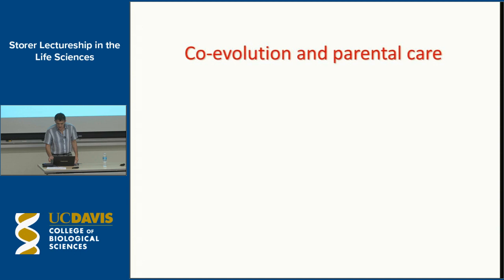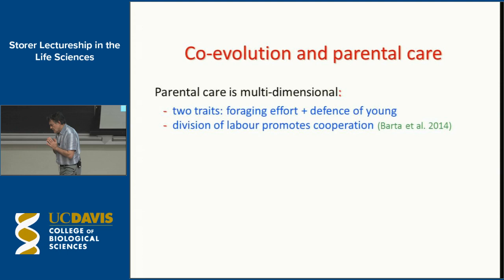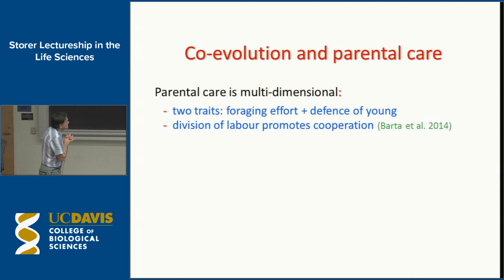Now, I said that many things are more than one-dimensional, so let's think again about that with respect to parental care. A recent paper by Zoltan Barta and others shows that you can get more cooperation if you assume that instead of just providing food, let's say, you consider food and territorial defense. What tends to happen is a division of labor occurs, and under this, the amount of cooperation between the parents is greater and the young do better than if there is just a single measure of effort.